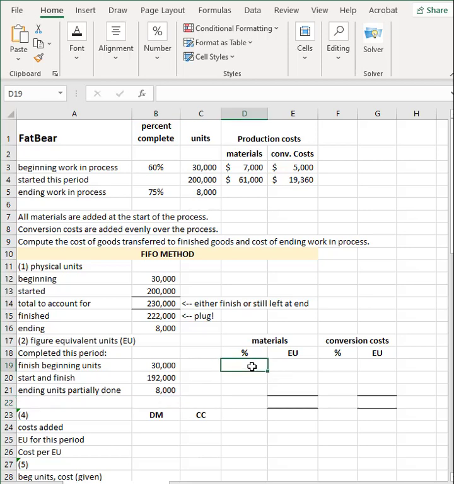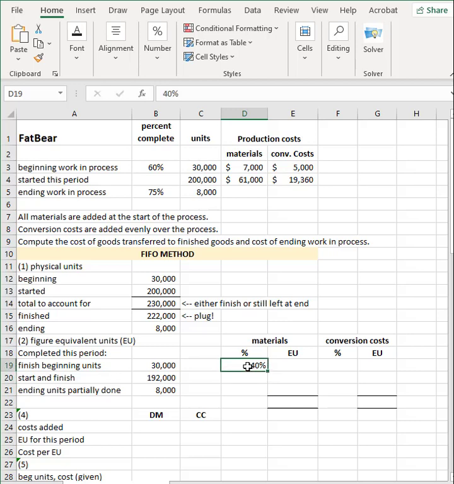Okay, so materials. They tell us materials are added at the start of the process. So that means finishing those beginning units, because for FIFO, we're only going to work on stuff we did this period. We're going to ignore any effort towards those beginnings. So that first 60,000 in beginning, it's already done. So we're just finishing it. We're adding the final 40% to get up to 100%.